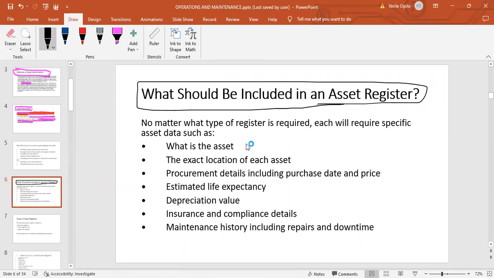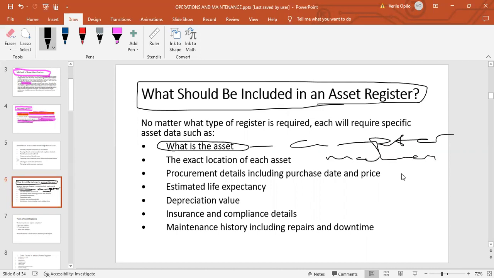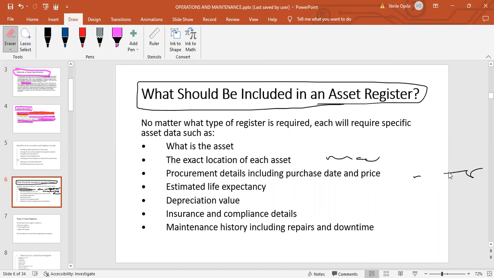These details need to be included. So what are the details that are included? So the first thing that you need to include, of course, is the description of the asset. So what exactly is the asset? In this case, for example, you can say that it is a computer, or it is a piece of machinery, or it is a printer. So in this case, you show just the exact details relating to that particular asset.